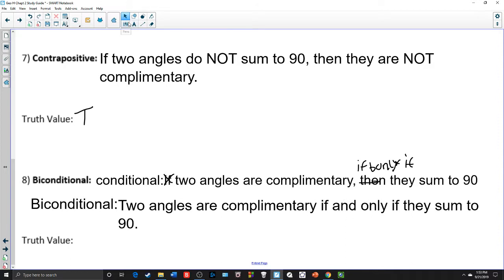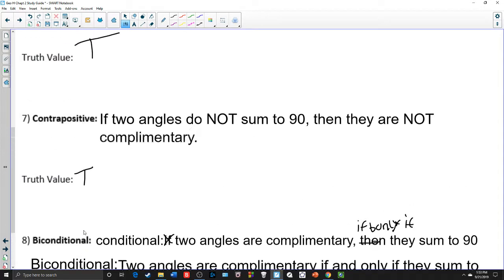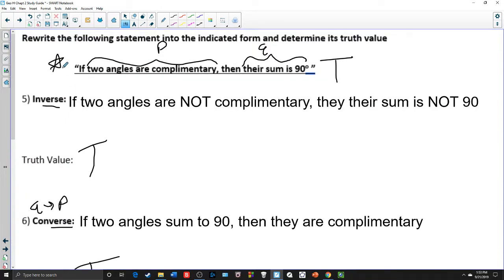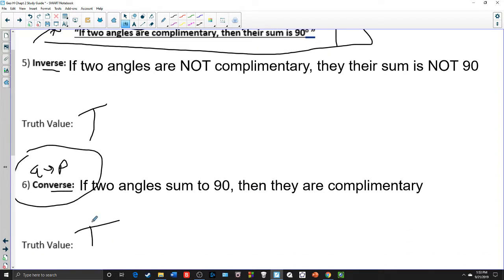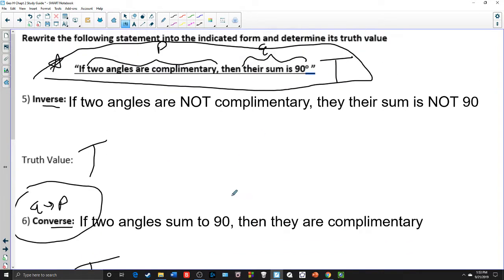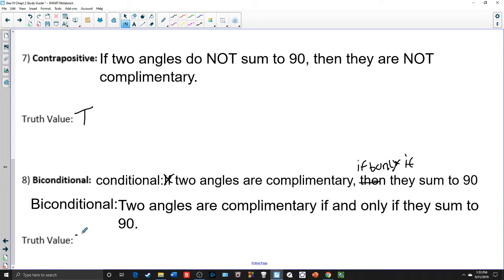And the biconditional is true if both the converse and the conditional are true. So if my original statement and my converse are both true, then my biconditional is true. And in this case, my converse is true and my conditional is true. Therefore, my biconditional also has to be true. So these are all true, which is usually what happens with definitions. If you have a definition, they're usually all true, just because definitions are usually reversible, at least for the basic ones.